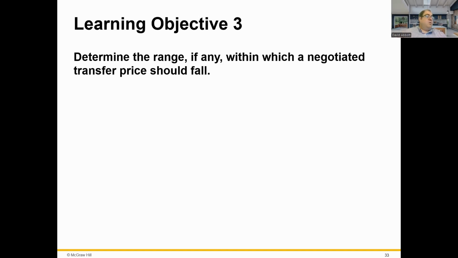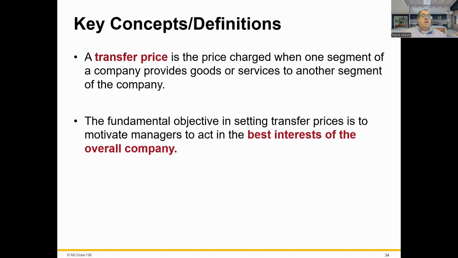Okay. So now learning objective 3 is to determine the range, if any, within which a negotiated price should fall. So again, working to set prices. A transfer price is the price that's charged when one segment of the company provides goods or services to another segment of the company. While domestic transfer prices have no direct effect on the entire company's reported profit, they can have a dramatic impact on the profitability within a division.